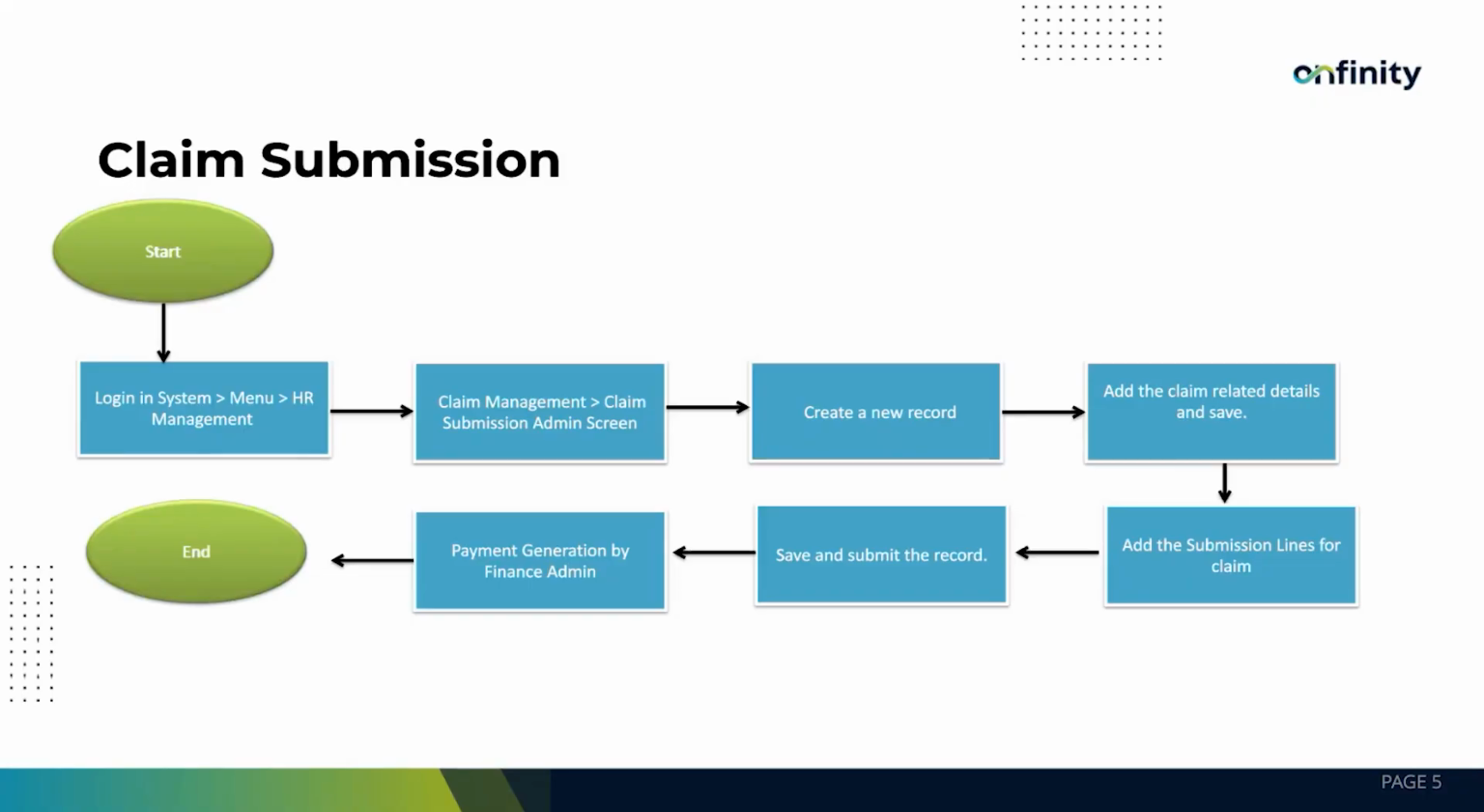The admin logs into the system. The admin navigates to the menu, then to HR management, then to claim management, and finally to claim submission admin screen. The admin creates a new record and enters the relevant claim details, and then saves the record. The admin adds a submission line, saves it, and submits the claim. Once all necessary approvals are completed, the finance admin will generate the payment.